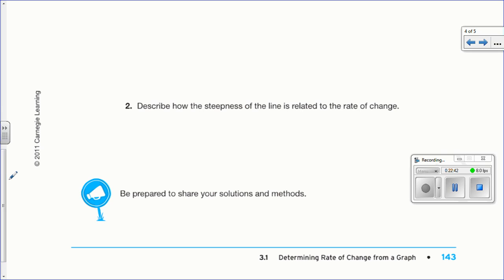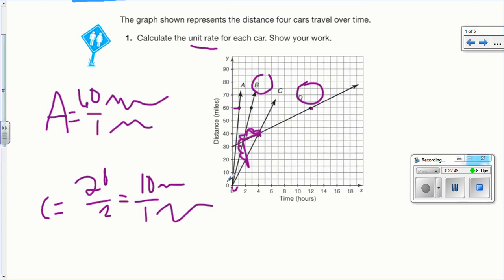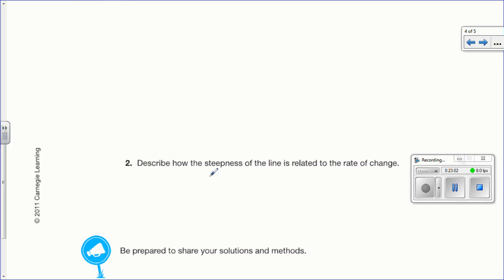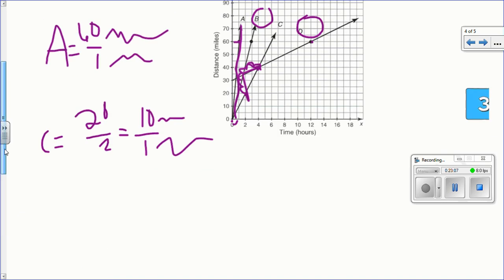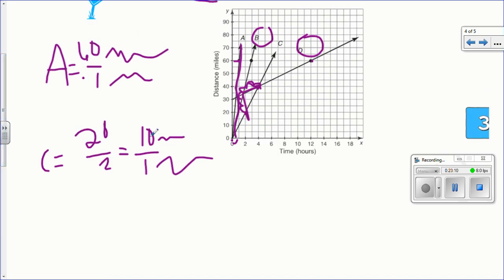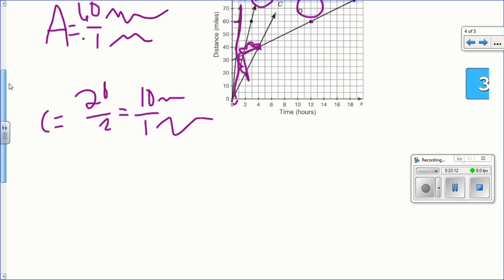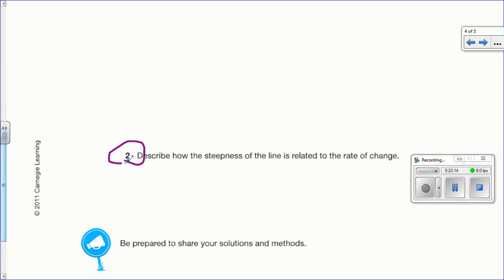Number 2. Describe how the steepness of the line is related to the rate of change. Just looking at A and B, A was 60 over 1, and B was 10 over 1. And you can see that A is steeper. So when the line is steeper, is the numerator of the unit rate larger or smaller? Come up with a statement, and I'm going to check number 2 as well on Monday.